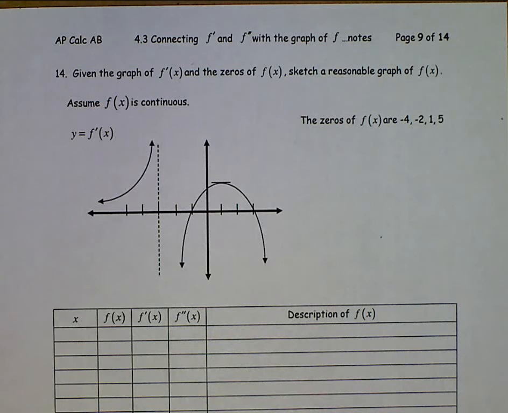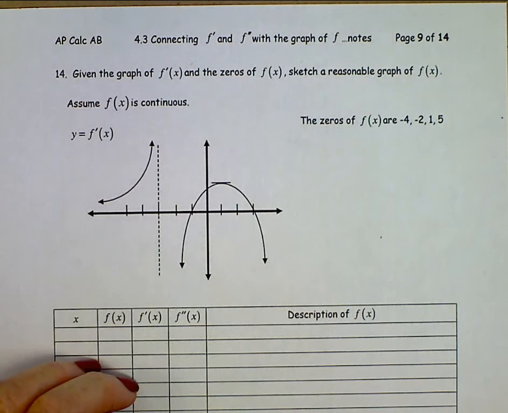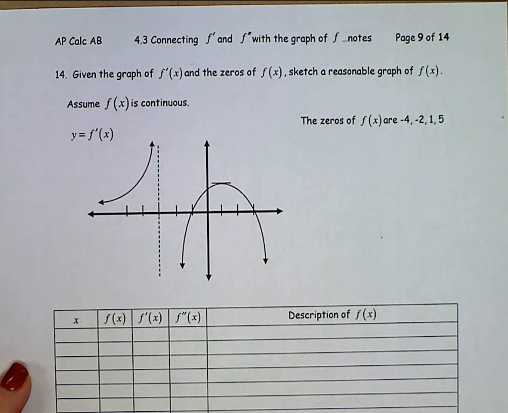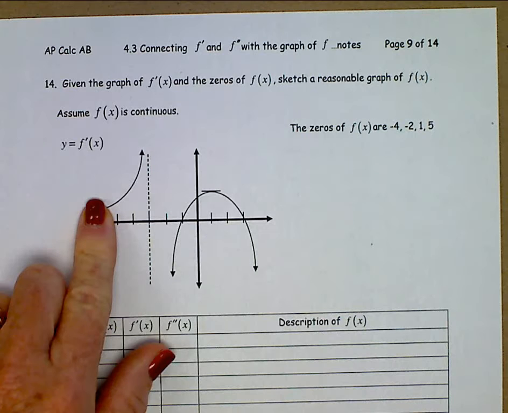This is section 4.3 of AB Calculus, page 9. Same idea as on page 8. We're going to sketch a graph of f of x. Down here on the bottom, that's what we're looking for, given the graph of f prime.